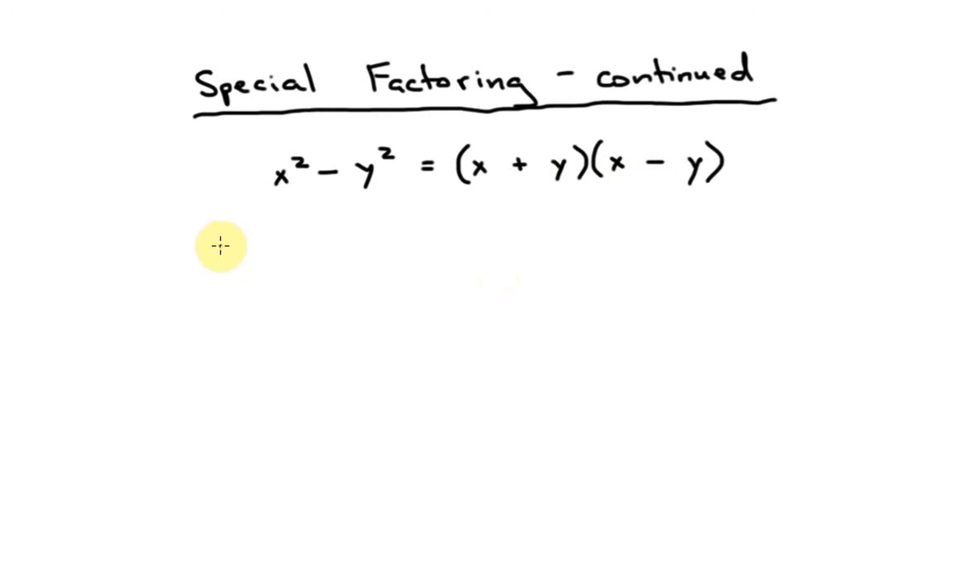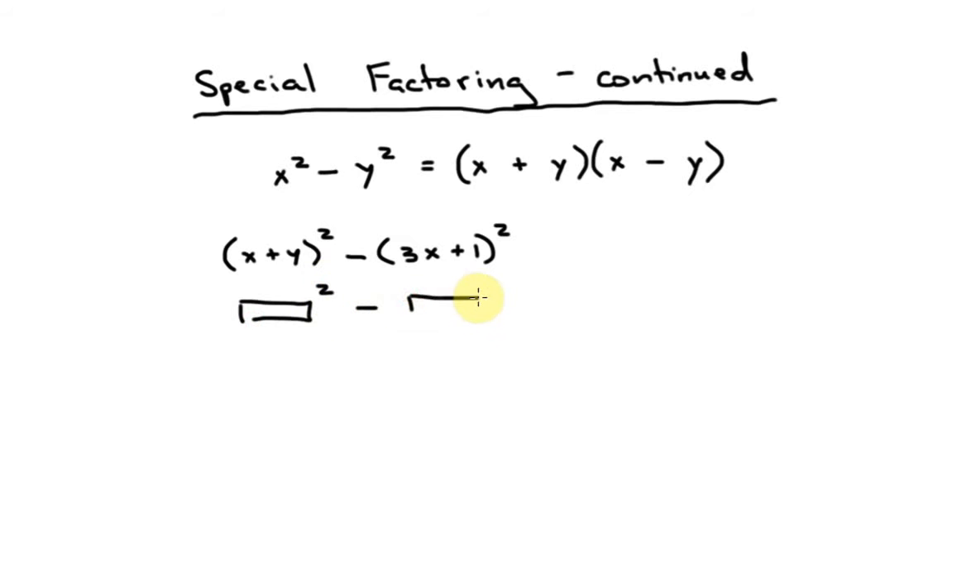Now, sometimes it's not easy to spot what it is that's being squared. And here's what I'm going to show you with this example. Suppose you had x plus y being squared, minus something like 3x plus 1 being squared. You might not see this as a difference of squares, but really what you have here is something squared minus something else squared. So this meets the requirement of being a difference of squares.